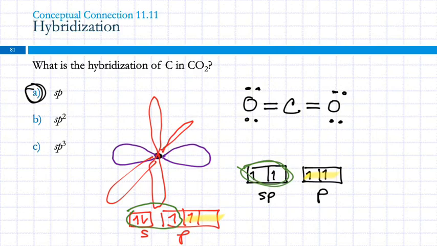Okay, so you saw me writing on my hand. I'm going to look at the central atom and ask myself how many electron groups. So 2 groups, sp hybridization. If there are 3 groups, sp2. If there's 4, sp3.